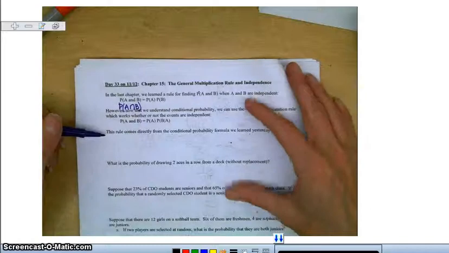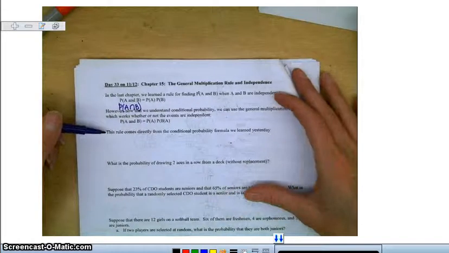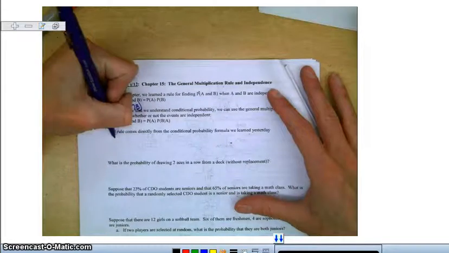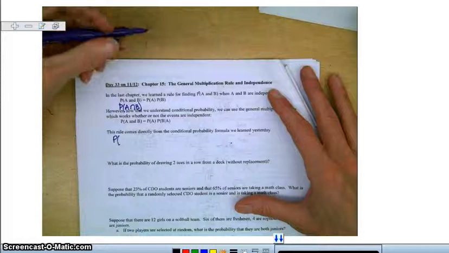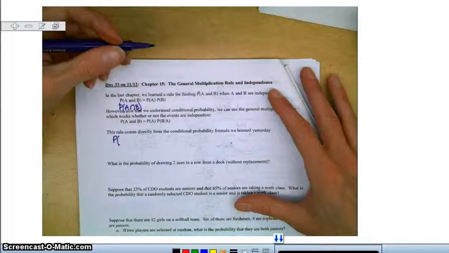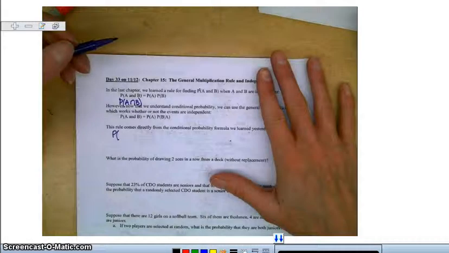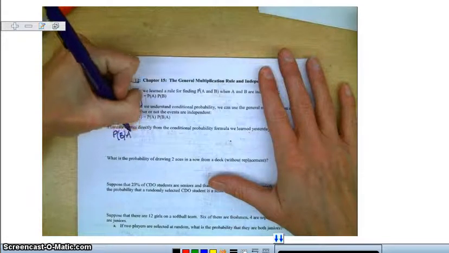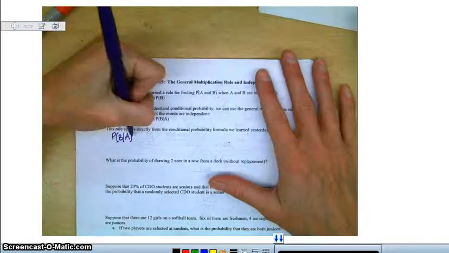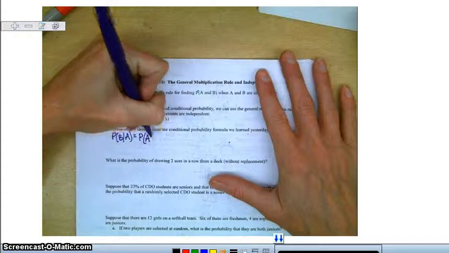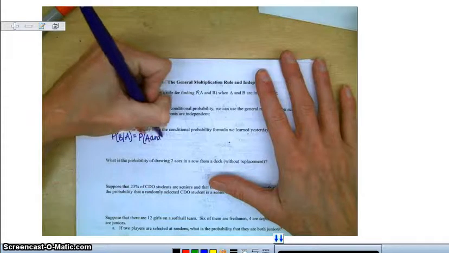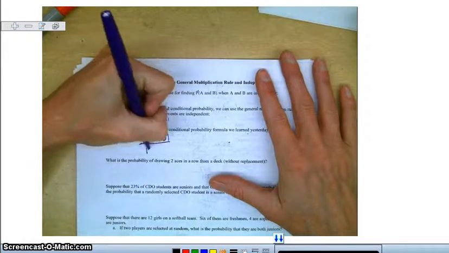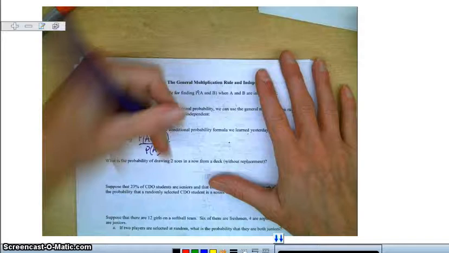So this rule comes directly from the conditional probability formula we learned yesterday, which was the probability of event B, given that A has happened. If I were to write that, it would be equal to the probability of both A and B happening divided by the probability of the given one, which would be the probability of event A.